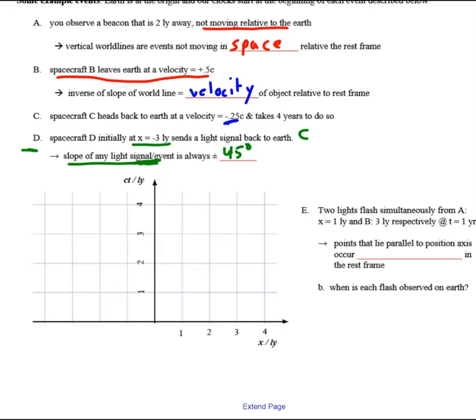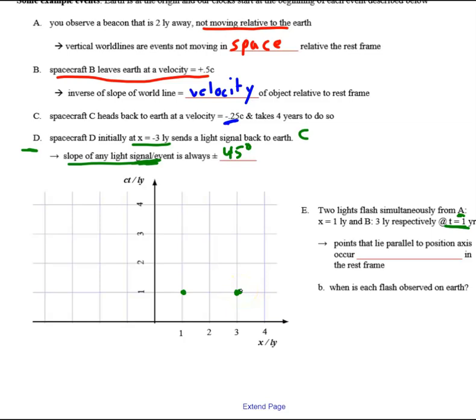Okay, so let's look at another example. E. So we're looking at 2 events. 2 light flashes flash simultaneously from point A, or event A, at x equals 1 light year. So I'm going to go over here, and B equals 3 light years. So I have an A there and a B there. Oh, I'm sorry, I didn't finish it. At time equals 1 year. Okay, so it's some arbitrary time. It occurred at 1 year, so that's 1 year and 1 year.